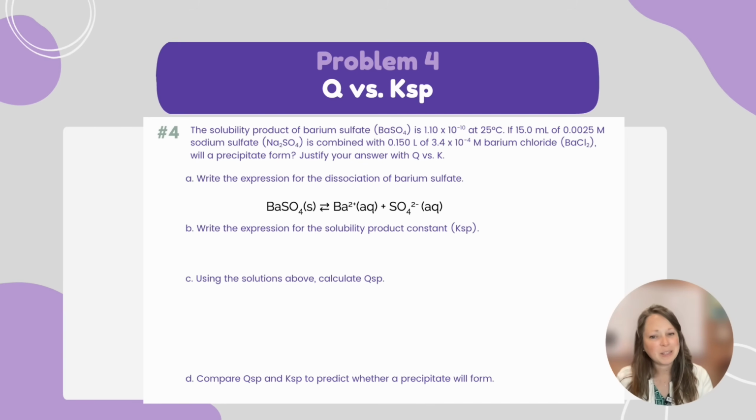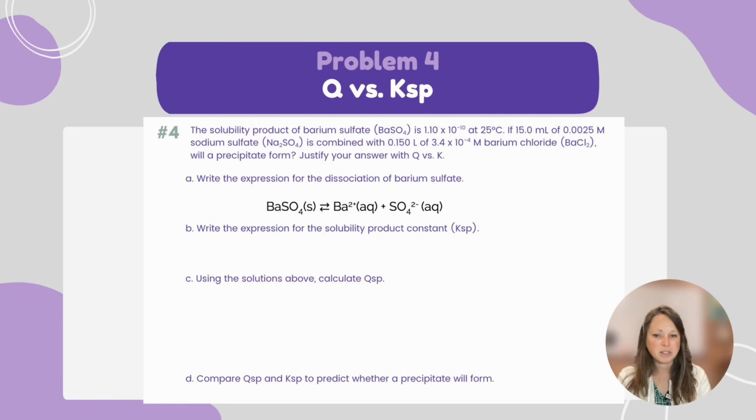So again, this is something that I do think we'll see this year. It's been a couple years since we've seen this. So the nice thing is you're not going to just have to, right away, figure out whether or not a precipitate will form. The FRQ is going to be broken up into pieces like this. So the first thing we want to do is write the expression for the dissociation. So again, with these, you have to include the charges, you have to include the states, and they have to be balanced.